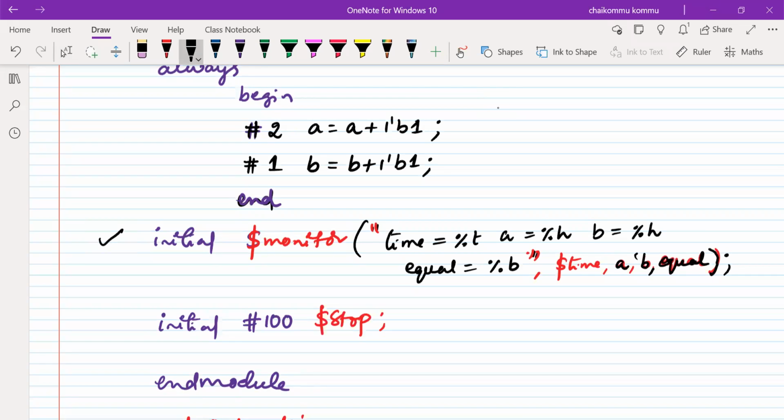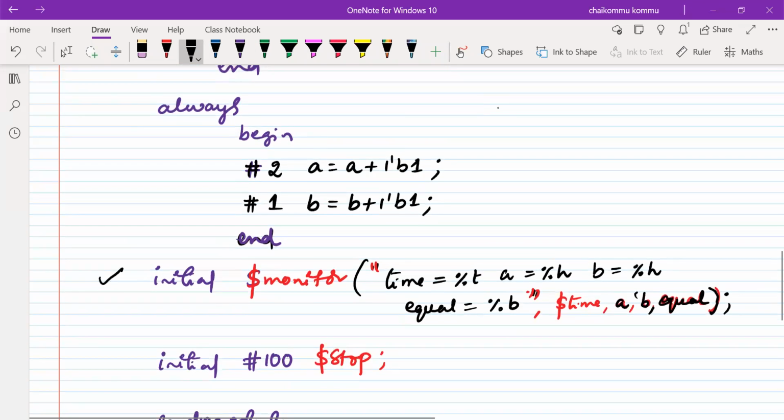Okay. Now, the initial $stop will be executed at 100 nanoseconds. Up to that point, it is not at all executed. It will be active. Along with the last but one initial, it is also active. Okay. Now the always block will come into the picture.